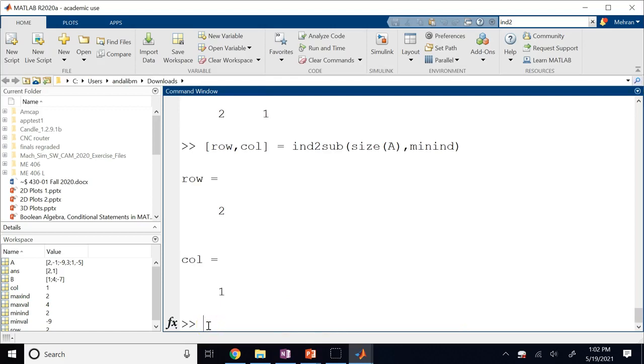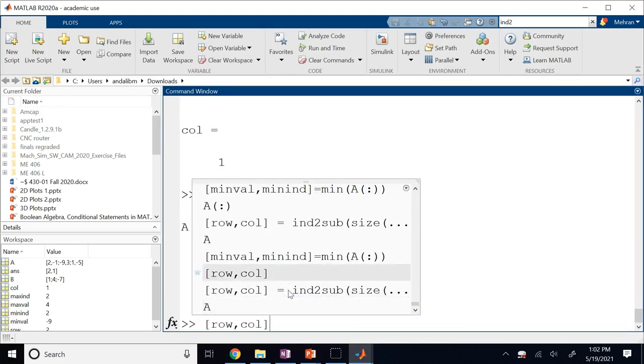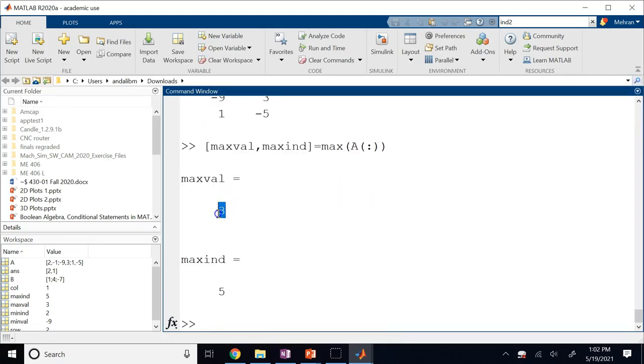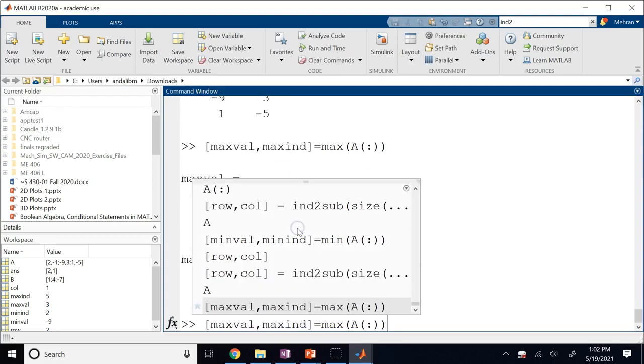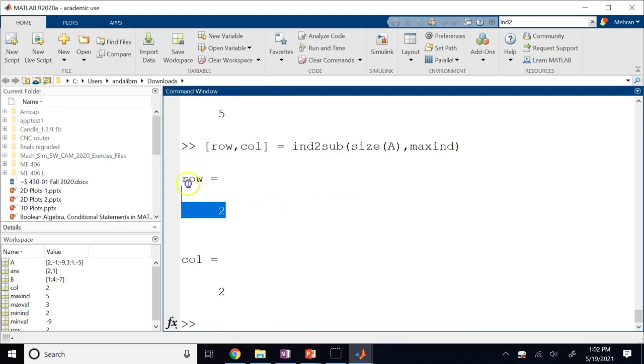And you can do the same thing for max. Look, the max is happening here, correct? Row 2, column 2. So what I do is I run the command max here. It tells me max value is 3, and clearly it is 3. Now this index 5, I want to use it, so it tells me it was row 2, column 2. So look, max index with size A, where was it? Row 2, column 2. So that's how you find the location of min and max in a matrix.